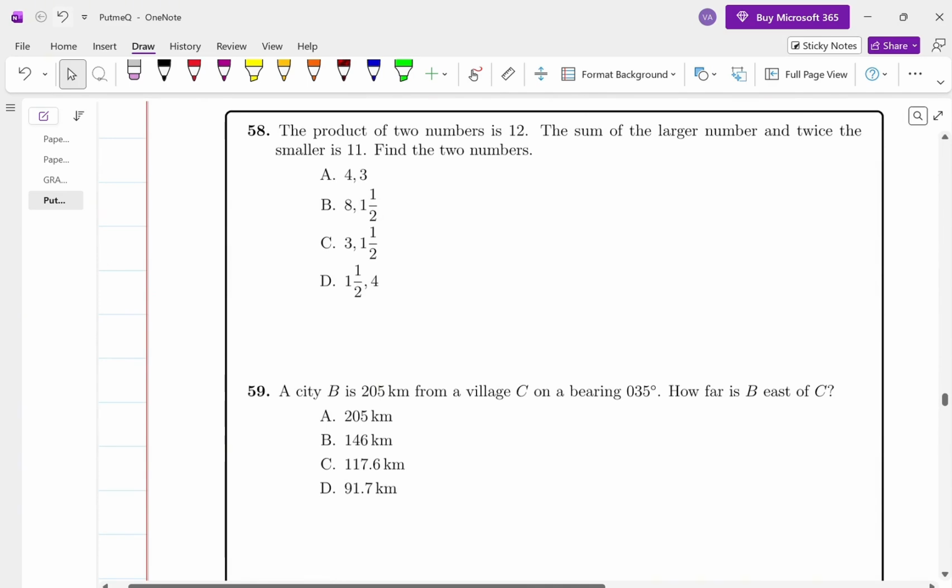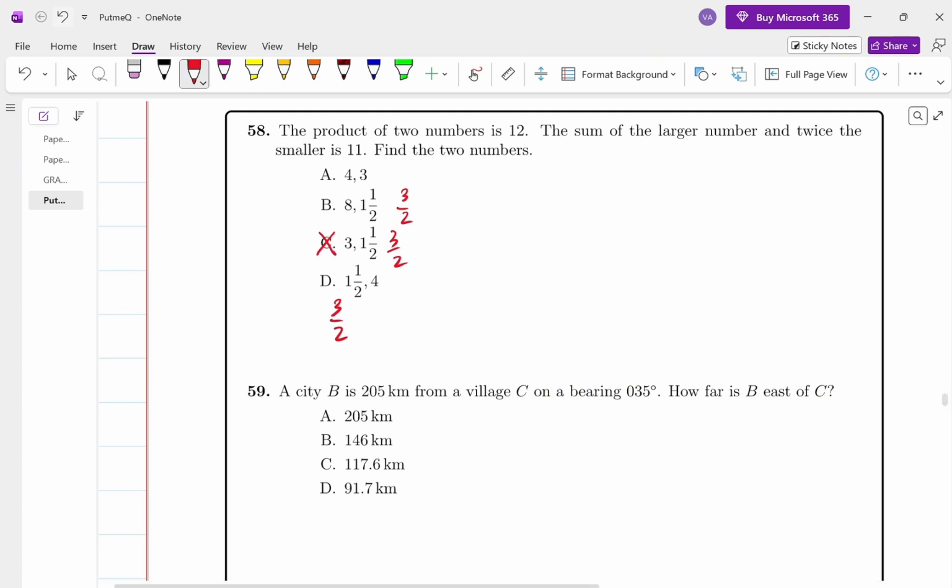So this one says the product of two numbers is 12. First of all, the product is 12. So what I will do is multiply the numbers together. Number 1 over 2 is 3 over 2, so I want to write them as 3 over 2. 4 times 3 is 12, so this is a potential answer. 8 times 3 over 2 is also 12, still a potential answer. 3 times 3 over 2 will not give us 12 when we multiply. So the C option cannot be it.